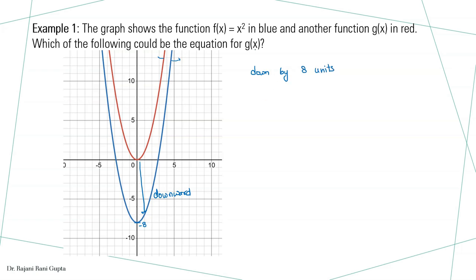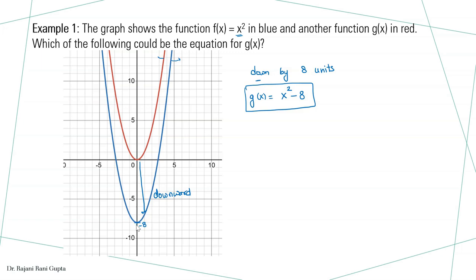Okay, so whenever the graph is moving down, you take the original function, and since down means minus, and 8, this is the graph of your new function, x square minus 8. So this is how you write it. Again, as it moved down, so minus by which number? 8. Don't check the sign of this number, okay? You just concern yourself about the value, okay?